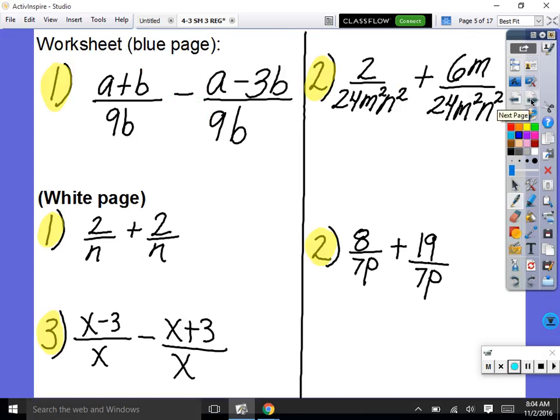Okay, go to your homework worksheet. On the blue page, do problems 1 and 2. And then on the white page, the front, do 1, 2, and 3. And then check those with me. Ready, set, go. Get those done. This is getting your homework done in time, which is always a good thing.